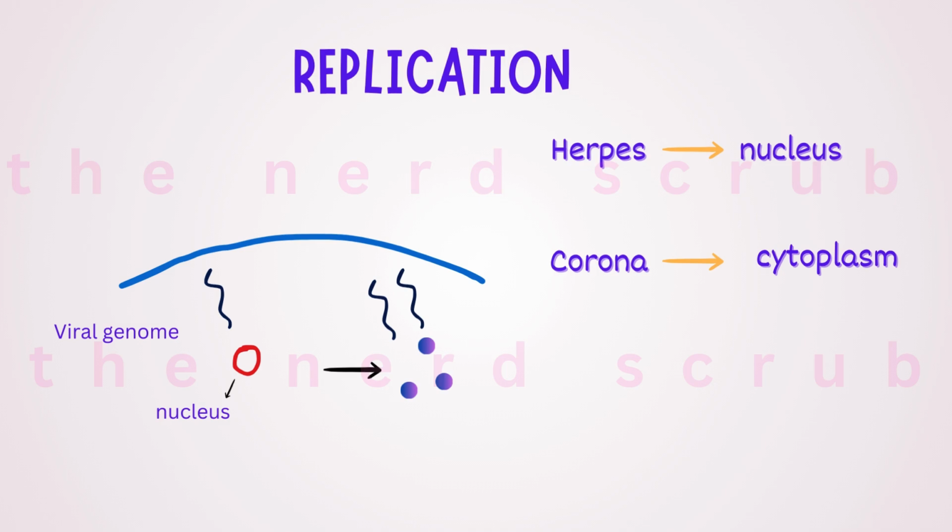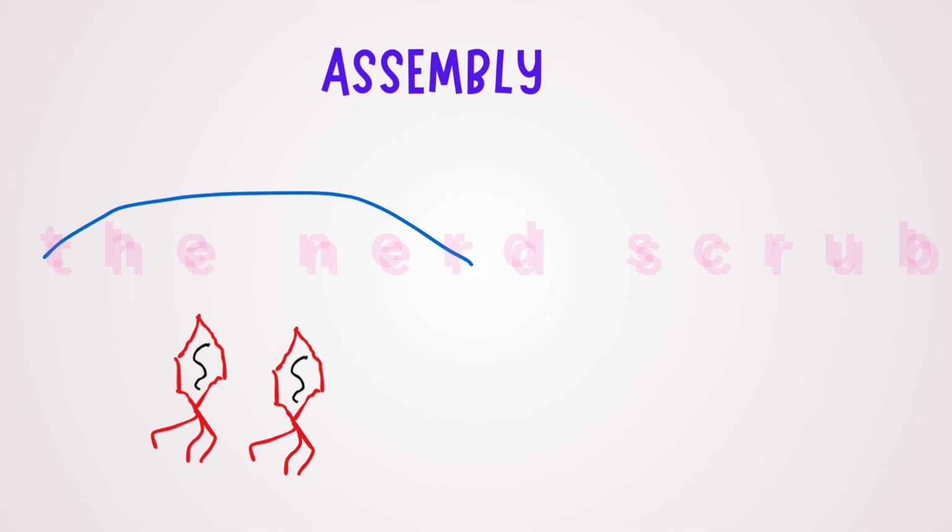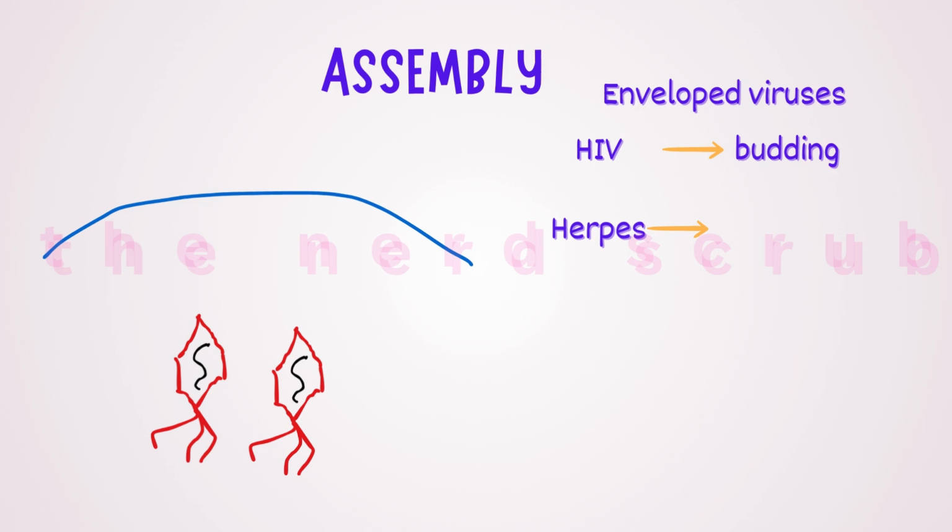Then we have the fourth stage, that is assembly, where new viral genomes and proteins are assembled into a complete virus particle, or what we call virions. This process involves the packaging of viral nucleic acid into protein coats, and for enveloped viruses, the acquisition of the lipid envelope. In the case of HIV, the viral RNA and proteins assemble at the host cell membrane, where budding occurs. On the contrary, herpes viruses assemble in the nucleus and then acquire their envelope from the nuclear or Golgi membrane.